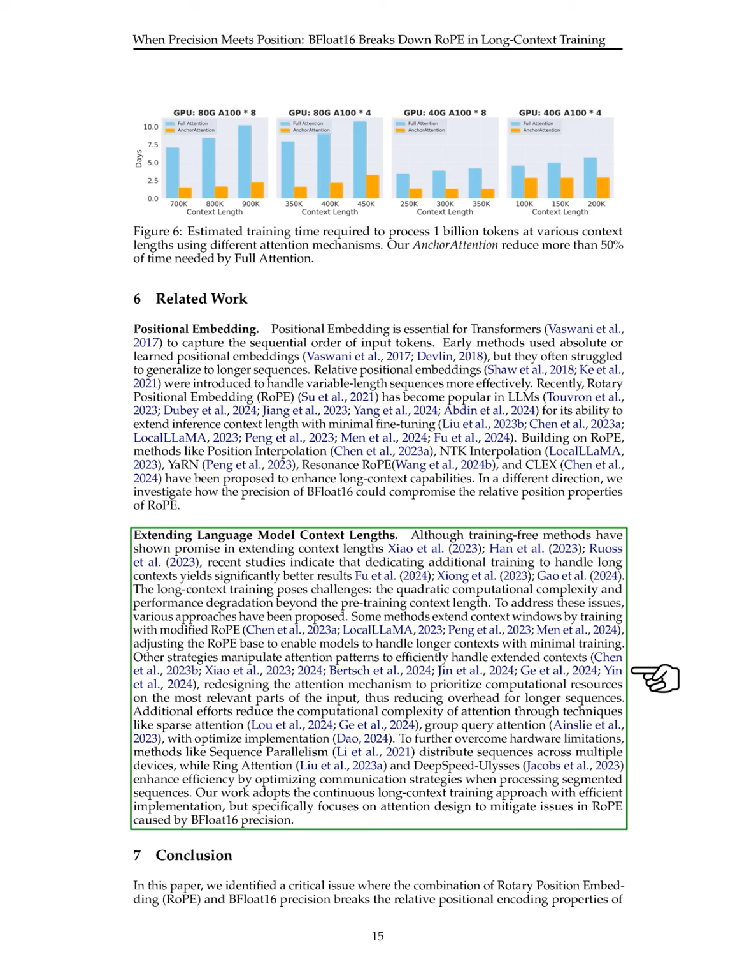Other techniques aim to reduce computational complexity, such as sparse attention and group query attention. To address hardware limitations, methods like sequence parallelism and optimizations like ring attention and DeepSpeed Ulysses have been developed. Our work adopts a continuous long-context training approach with efficient implementation, focusing on attention design to address issues related to RoPE and BFloat16 precision.